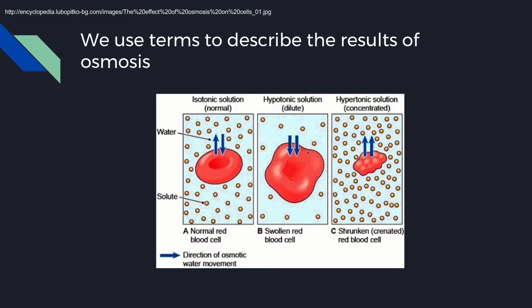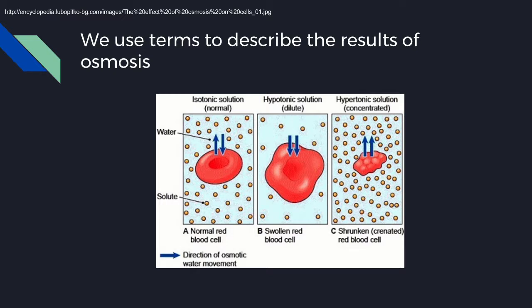So the only other option would be if there's more stuff outside, so there's more solute outside of the cell than there is inside of the cell. What that means is, comparatively speaking, there's more water inside the cell than there is outside of the cell. Water will then leave the cell, because water goes from high to low concentration, and the cell will shrivel up, or it will crenate. We call a solution that makes that happen hypertonic.